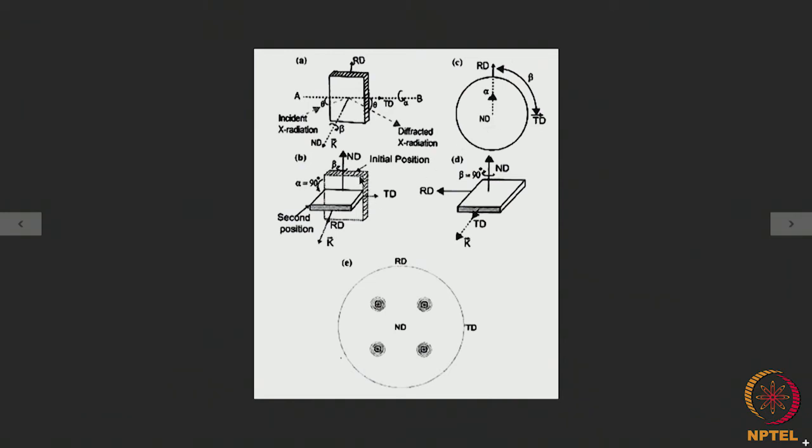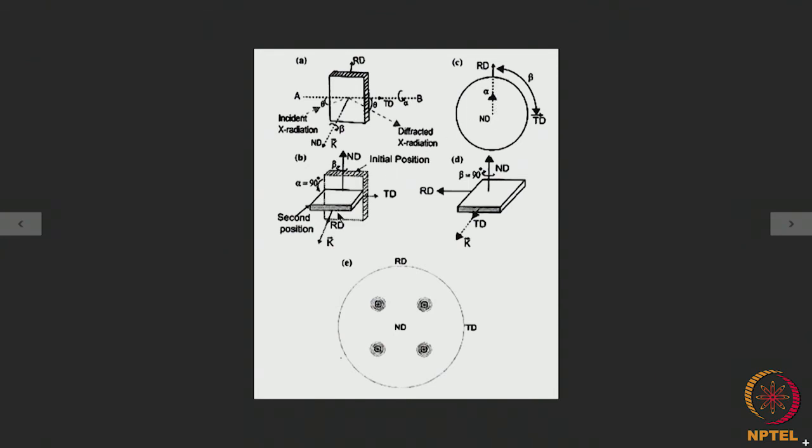Now, when the specimen changes from the vertical position to the horizontal position, what happens? The K vector becomes the same as RD. So, the K vector effectively travels from ND to RD, because this is RD, this is ND, this is TD. In the vertical position, the K vector is here. In the horizontal position, the K vector is there. So, you see that as alpha changes, the K vector changes from here to here.